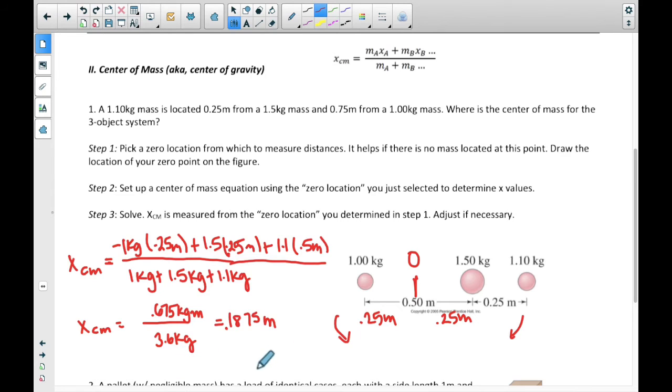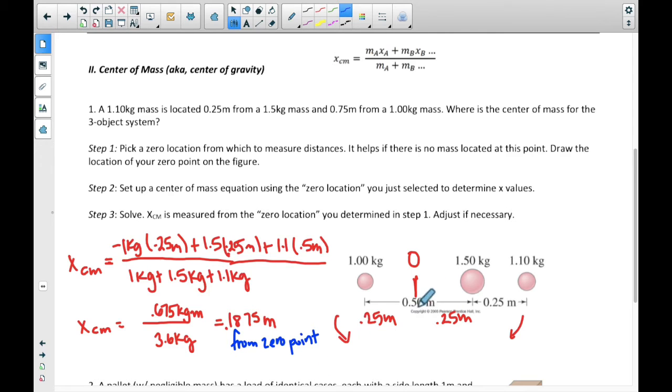I divide that and I get 0.1875 meters. Okay, what in the world does that mean? What that means is the center of mass is 0.1875 meters from my 0 point. And remember, my 0 point was arbitrarily selected. I could have put it anywhere, basically anywhere that there wasn't a mass. And so that's how far it is from the 0 point.